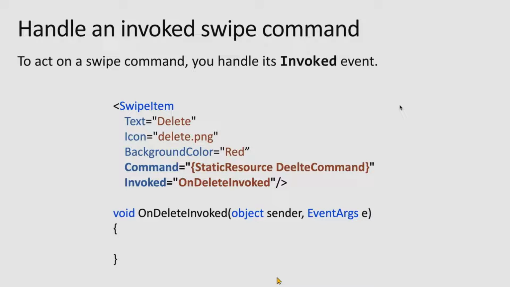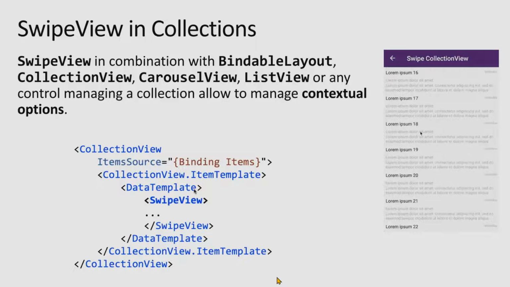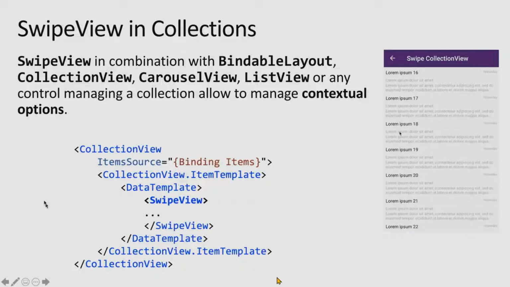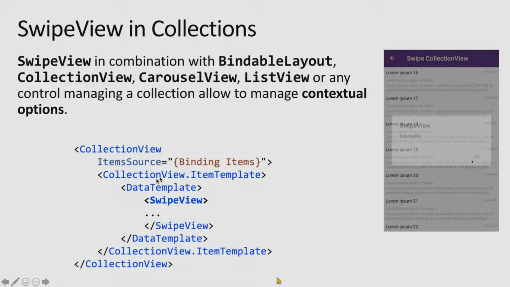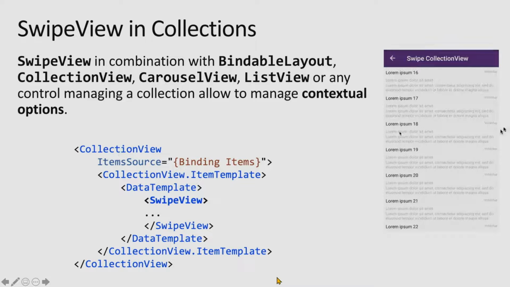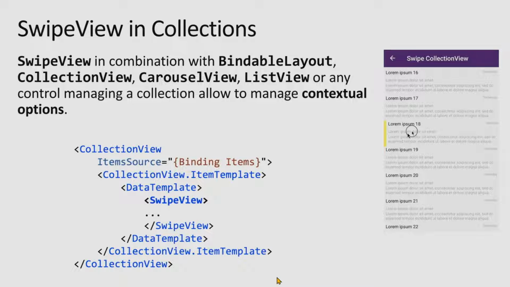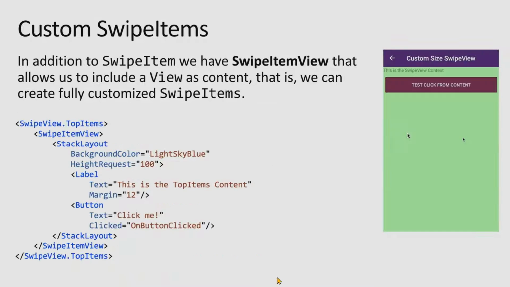To execute and invoke any action, it's easy. It's using commands or, in this case, the invoked method. And to use it in a collection is very similar to the use of the refresh view. We are using it inside, for example, the data template or item template from a collection view to allow having contextual options in every item from the collection.